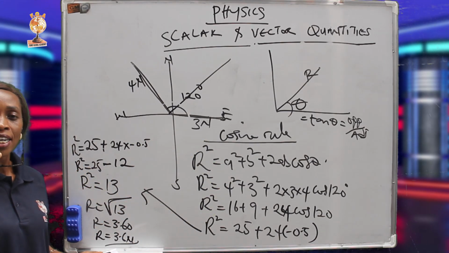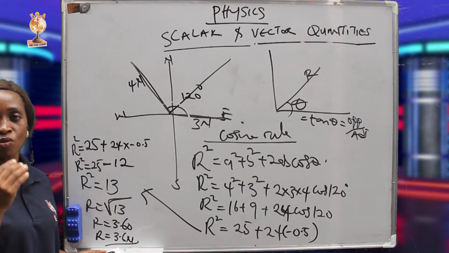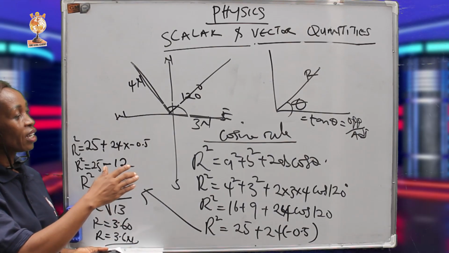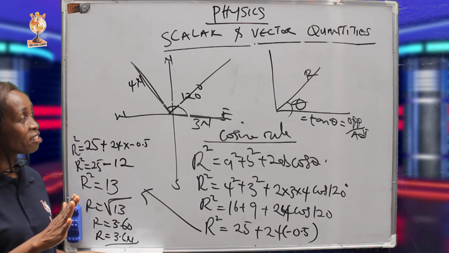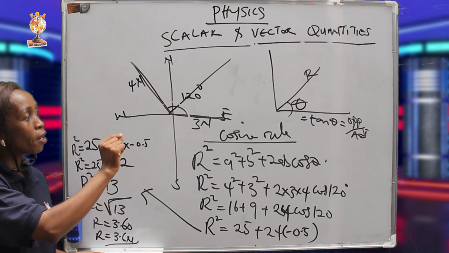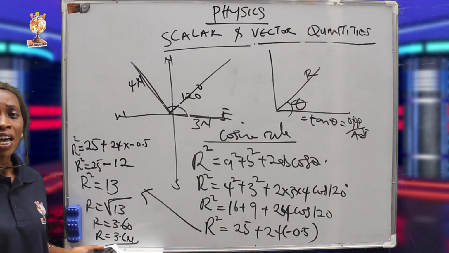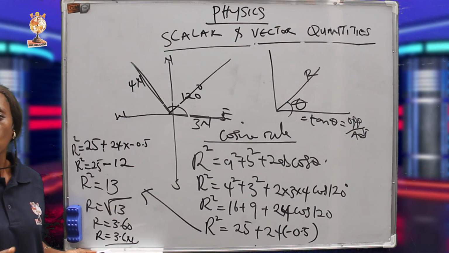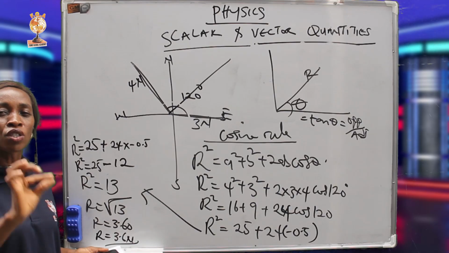If you have the same two vectors, but their angle is not 90 degrees, say they are at 120 degrees to each other, which is above 90, unlike before when we used Pythagoras. If it is 90 degrees to each other, I use the Pythagorean theorem. But if it is above 90 degrees, I use the cosine rule. If it is less than 90, I still use the cosine rule. As long as it is not exactly 90 degrees, I will not use the Pythagorean theorem.